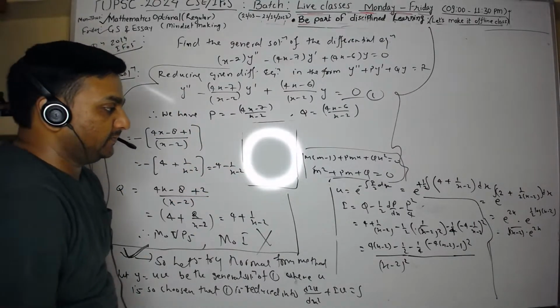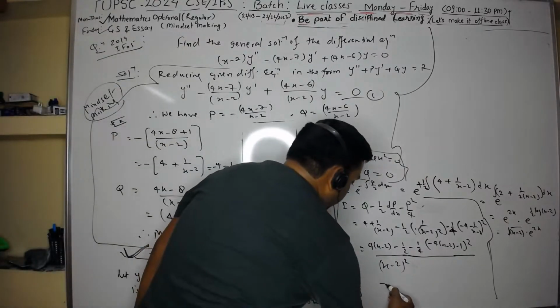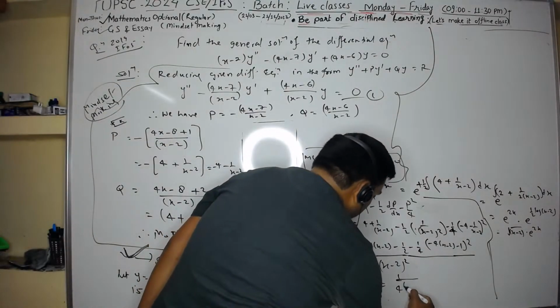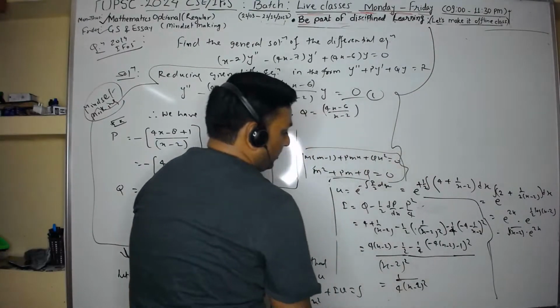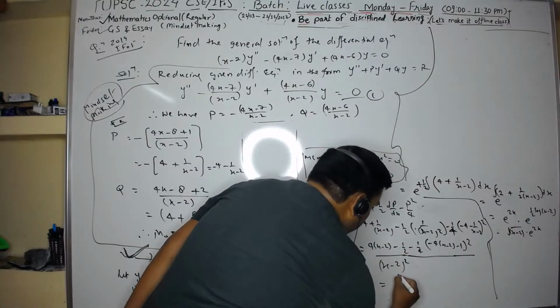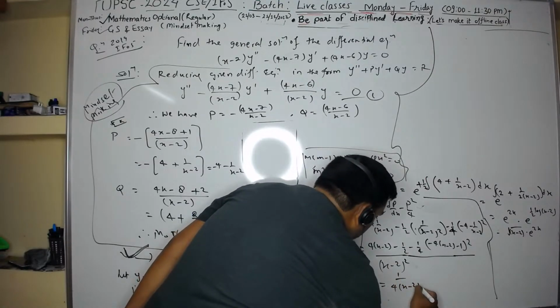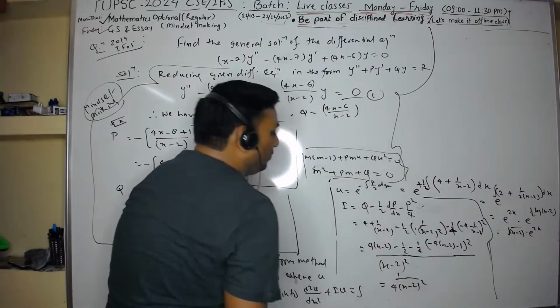फेयर, फेयर. चलिए. So this you will be getting as 1 upon 4 into x minus 2 का whole square. Please cross verify. This you will be getting as 1 by 4 into x minus 2 का whole square.